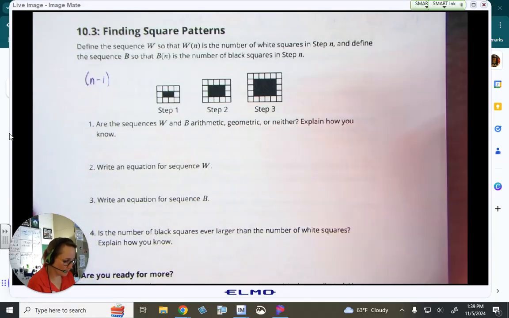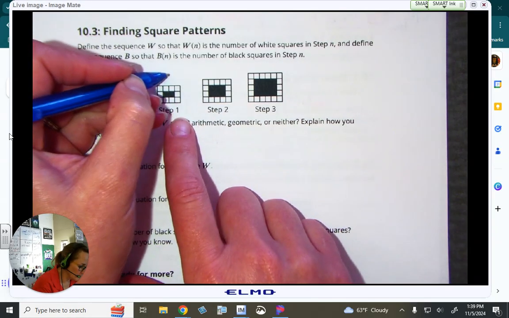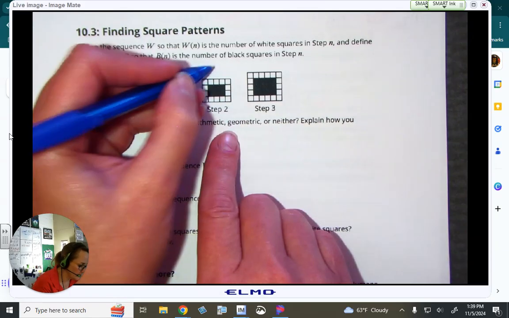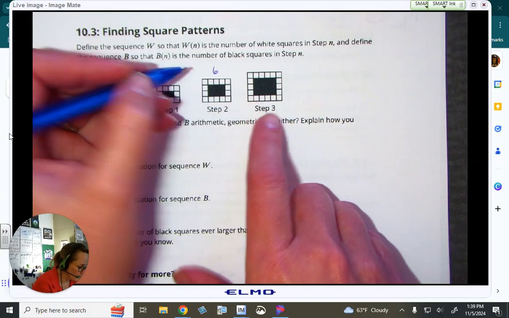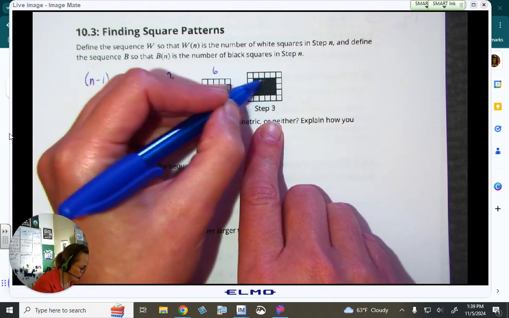I'm going to just start with some simple counting. As far as black squares, this one has 2 black squares. This one has 1, 2, 3, 4, 5, 6 black squares. This one has 1, 2, 3, 4, 5, 6, 7, 8, 9, 10, 11, 12.